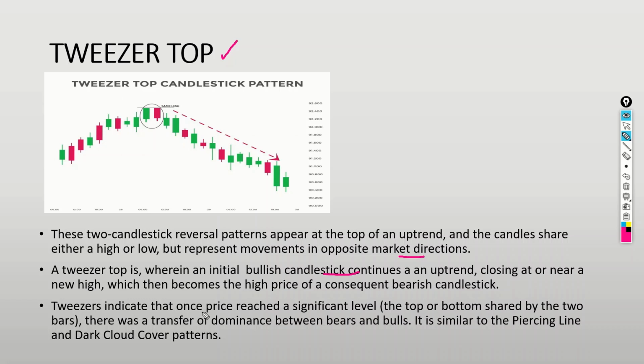So this does indicate that once price reaches a significant level, there was a transfer of dominance between bears and bulls. It is similar to the piercing line and dark cloud patterns, which shall be covered later. So we are saying for the tweezer top, it happens in an uptrend, and after forming tweezer tops, we get a downtrend.